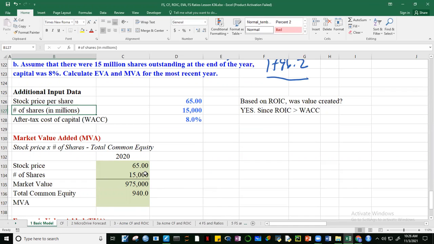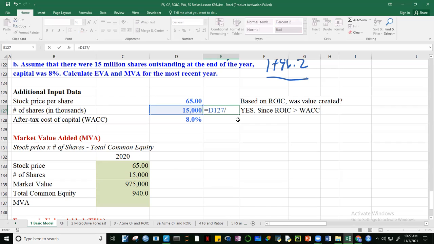So this should have been millions dun sa taas, no? This is thousands, guys. My apologies. Okay, I think this is in thousands. So we should convert this in millions. So to be in millions, it should be 15 divided by 1,000. Okay, apologies for this, guys.